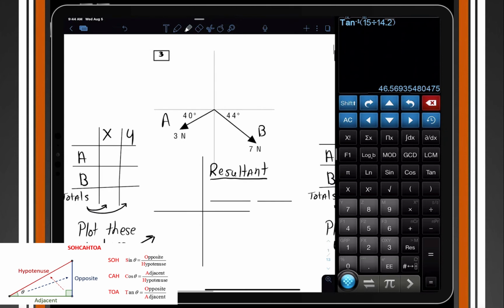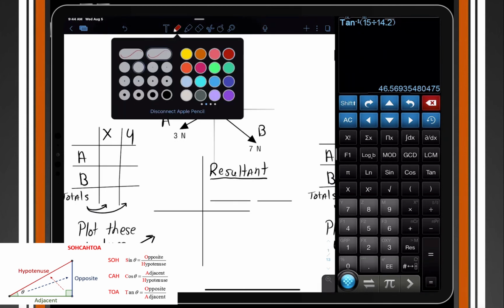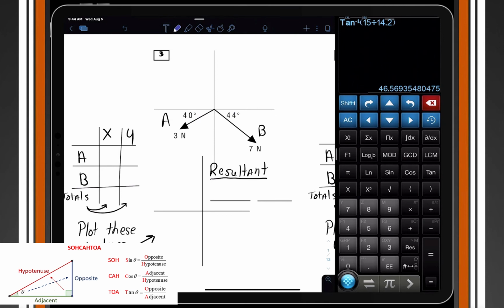Question 3, I'll try to speed through this one a little bit quicker. If you need to slow down, by all means, just pause the video and rewind it. So our x and y values, the x value here, y value here, we need to figure out, and this is my angle for this component.